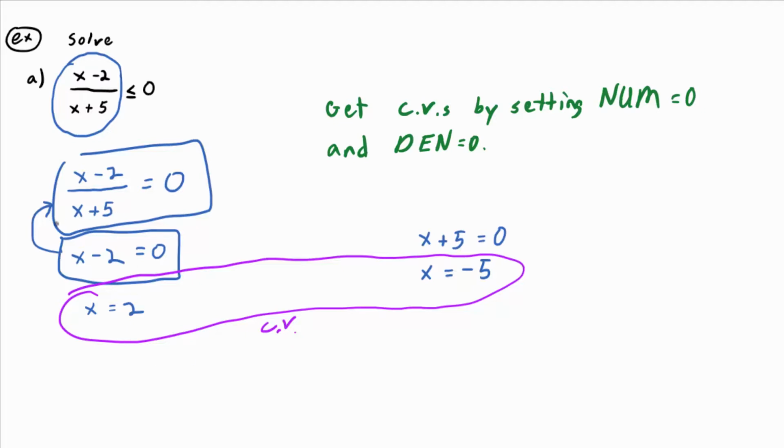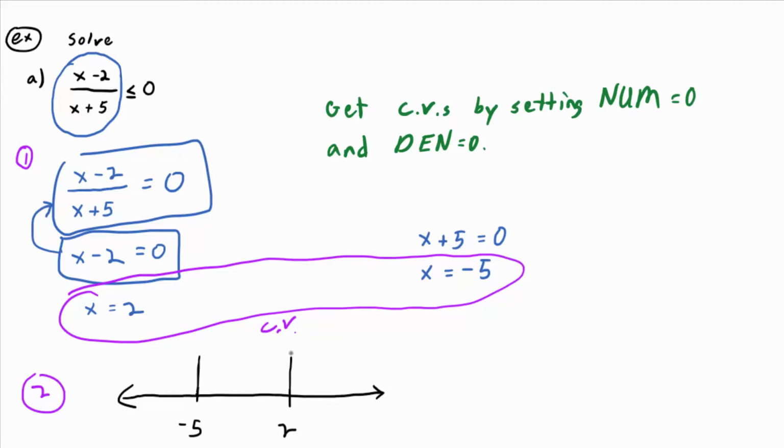So all of this is step 1. Step 2, we're going to create that number line. We're going to put our critical values on that number line, -5 and 2. And realize that there's separation created by those critical values. There are possible intervals of solution created by those critical values: from -infinity to -5, -5 to 2, and 2 to infinity.